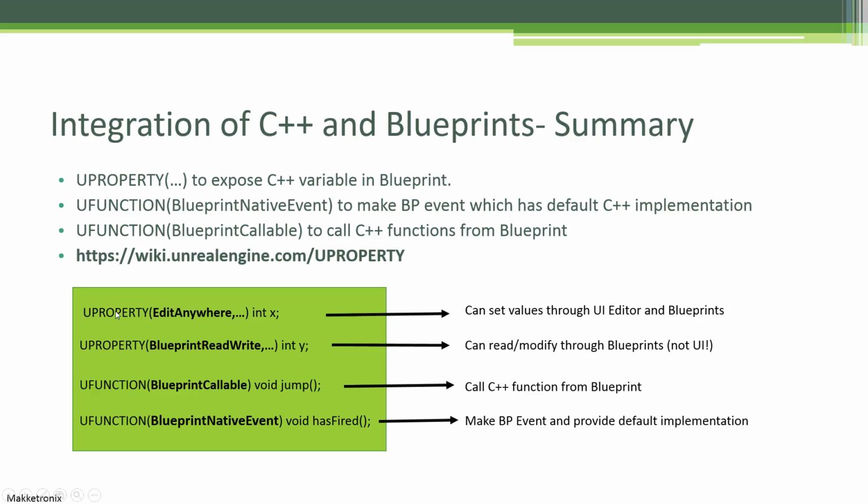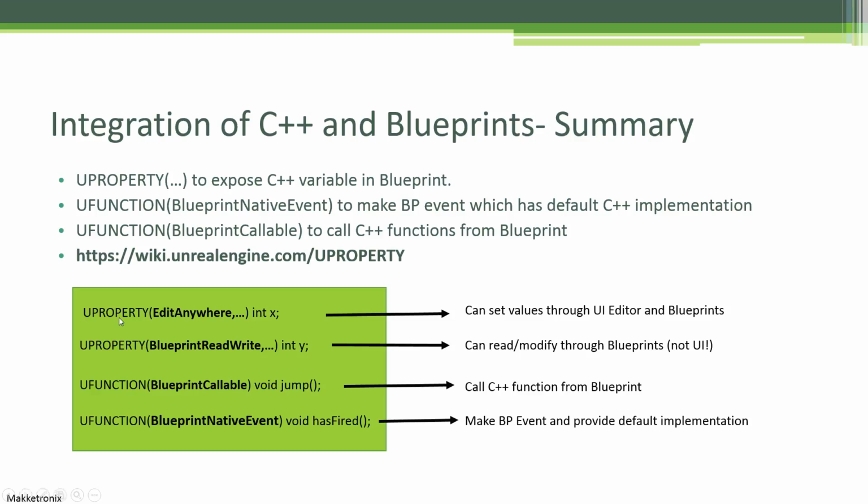So UProperty takes several parameters. The proper word is not parameter. I forgot what the proper word used for macros. We'll call it parameter for now. By the way, I checked this URL to obtain information about these. It's not thorough because Unreal Engine 4 is in development.